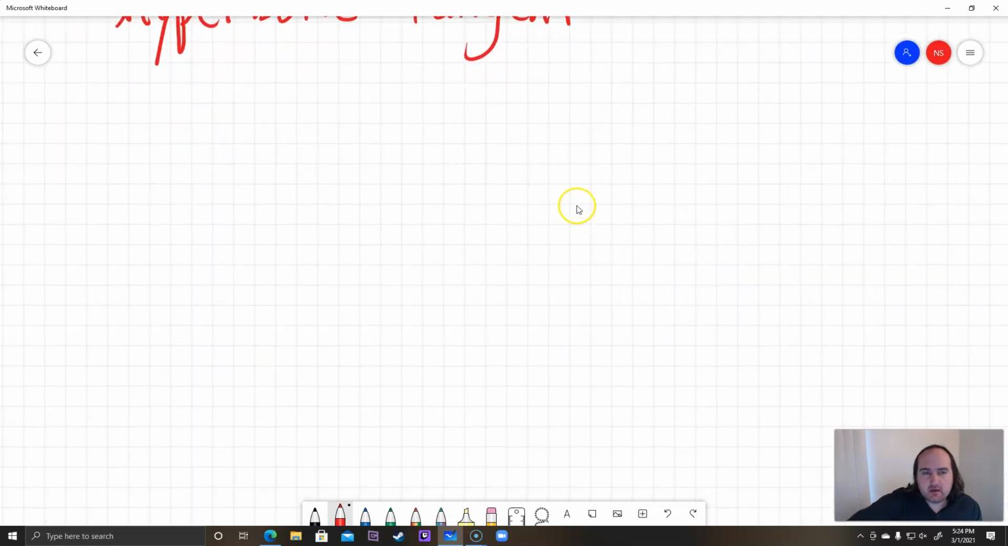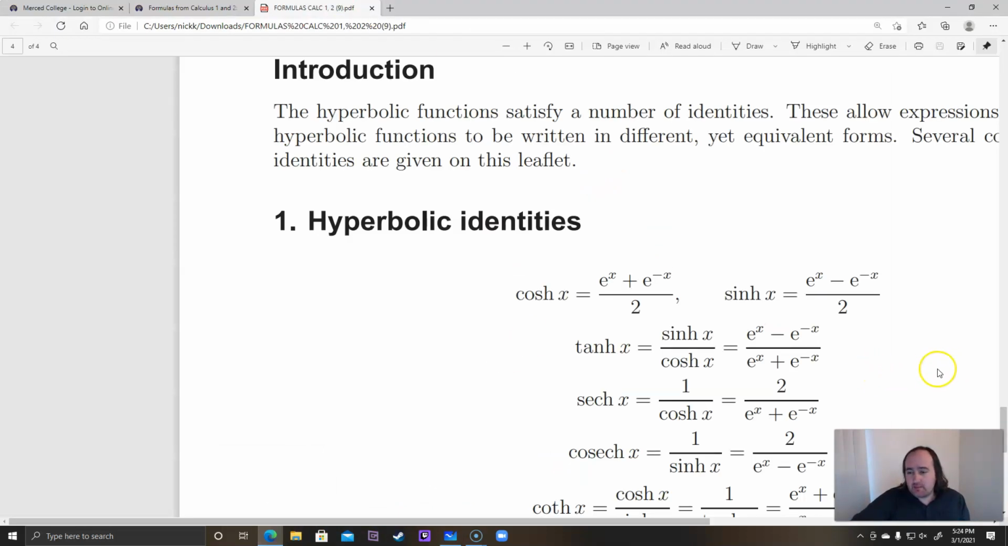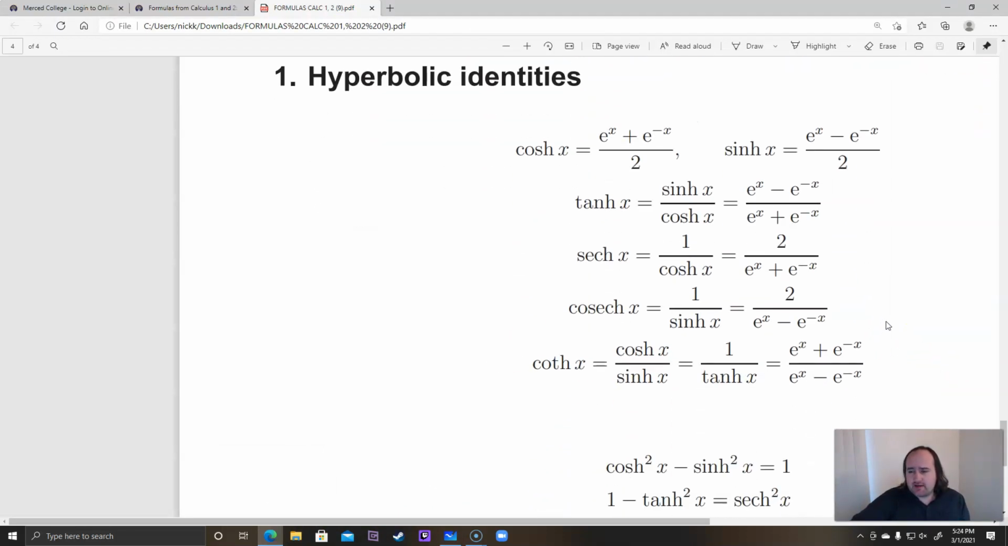Okay, but in this video, I just wanted to introduce those functions. And of course, you have the other three functions, which are less common. So if we look at our identities page here, you got sech of x, which is hyperbolic secant. That's 1 over cosh of x. Then you have csch of x. That's 1 over sinh of x.